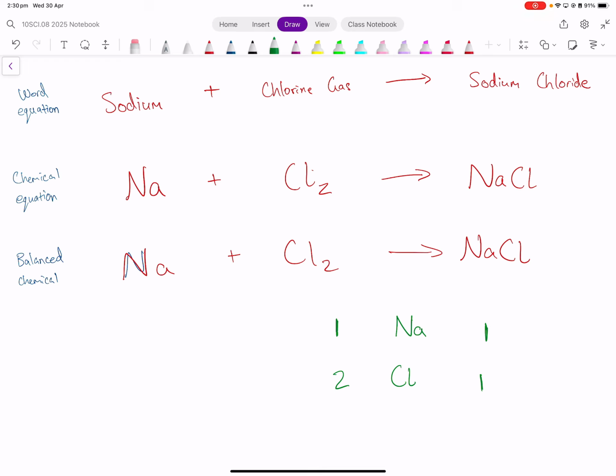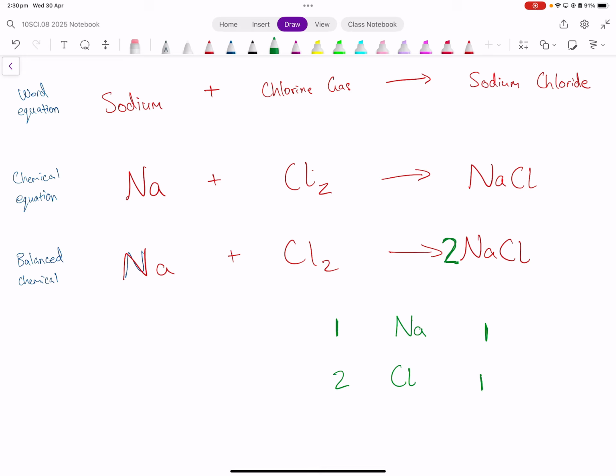So my question to you is, I can't delete things from existence, but I can find another of something. So I can't delete a chlorine over on the left-hand side, but I can certainly find an extra sodium chloride. If I find an extra sodium chloride, I already had 1, I find 1 more, how many sodium chlorides do I have altogether? 2. And so I'm going to put a really big 2 out the front of sodium chloride.